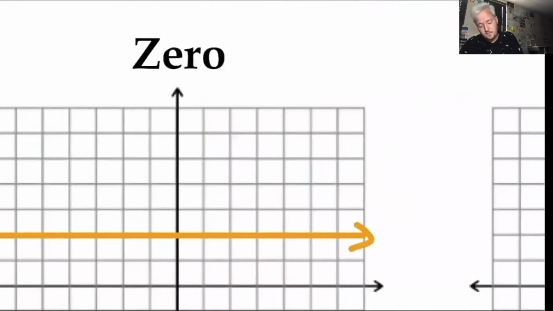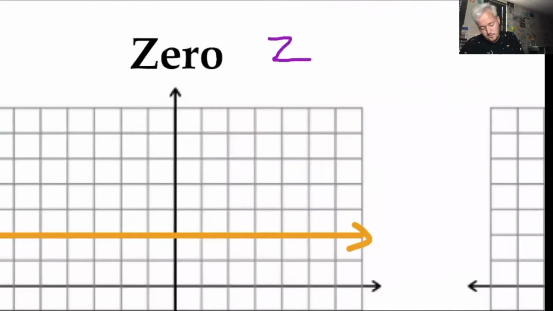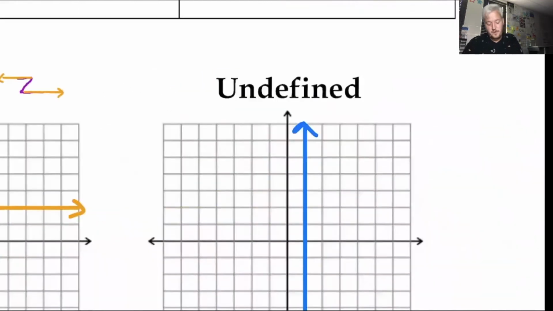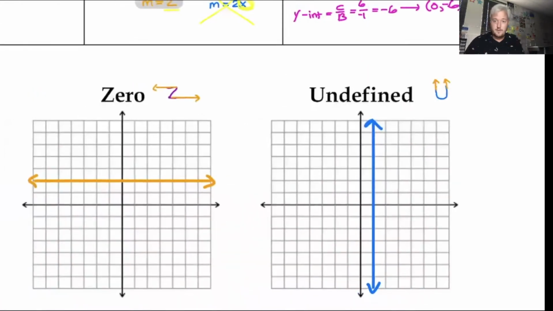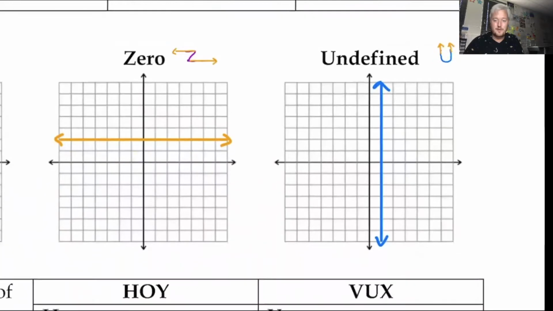If you need some little trick to help you remember, for a zero slope I use the first letter. With the Z, it goes left and right. That's what I use to help me remember. And then for undefined, I use the U. The U in undefined faces upwards, so that's how I remember that it goes up and down. Even math teachers sometimes use tricks to help remember things.